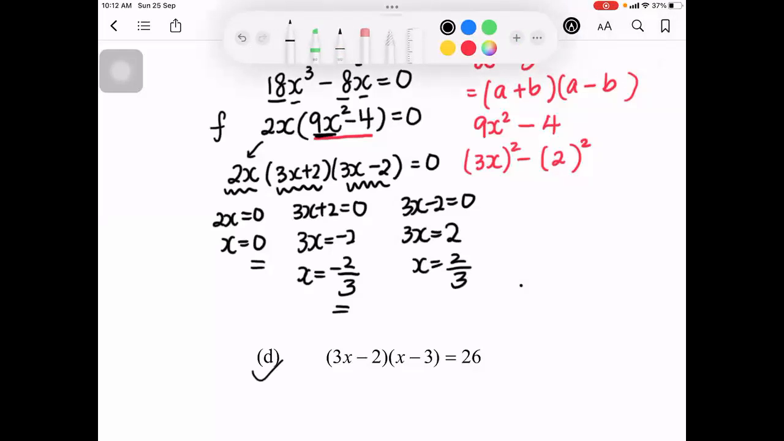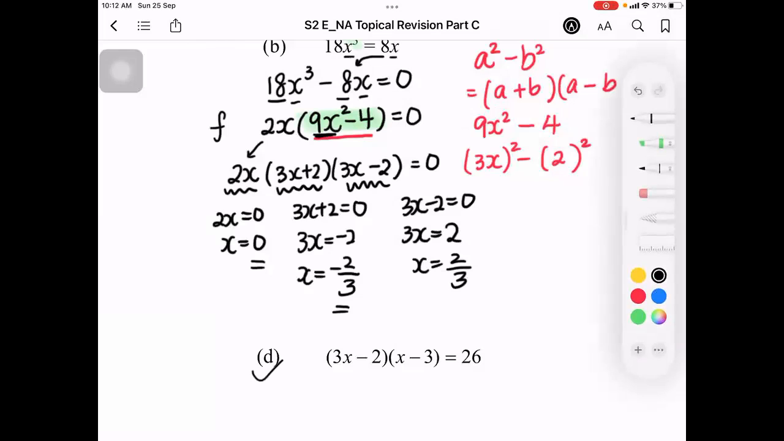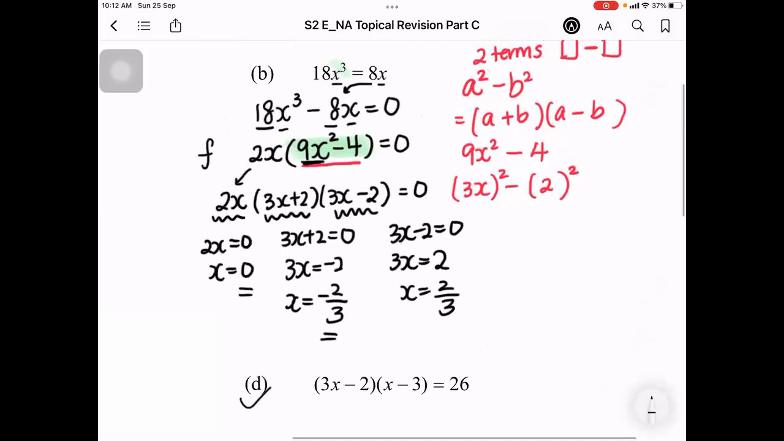Usually for this kind of question may not appear because it doesn't have power 3, but it can appear such that this portion, they ask you to factorize, then you solve, got 2 answers, x squared. So this one, remember to use the special product, a squared minus b squared equals to a plus b, a minus b.